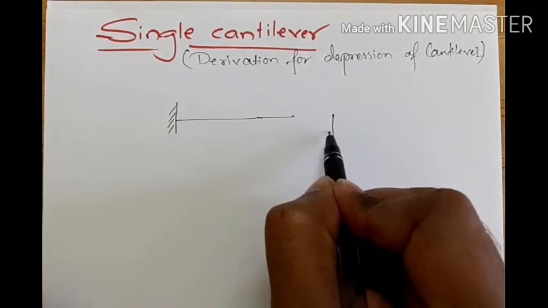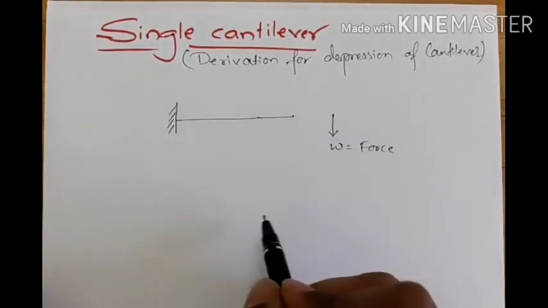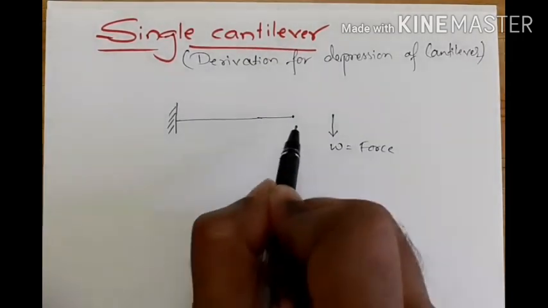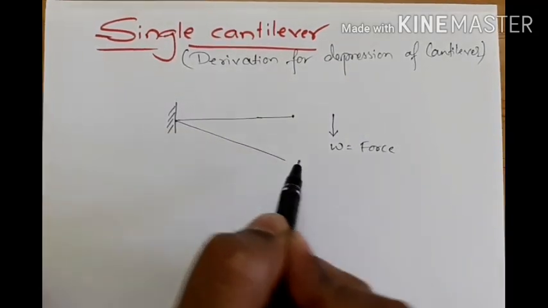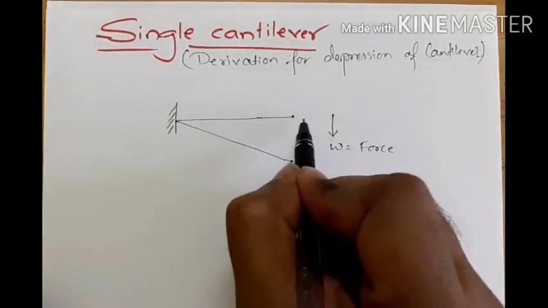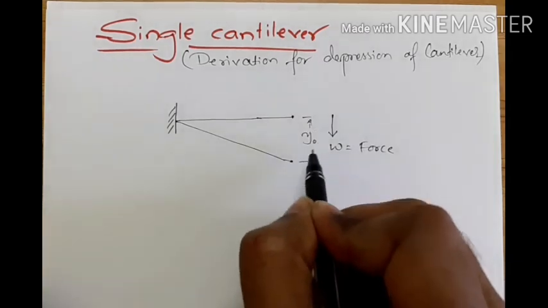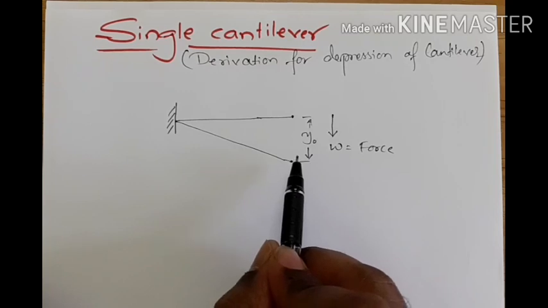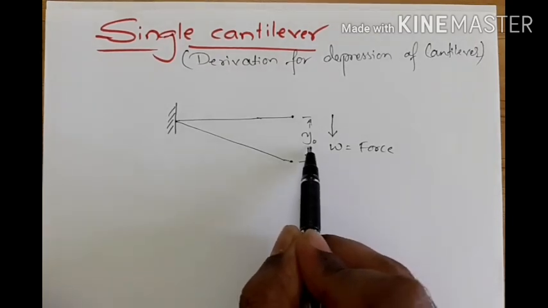So when I apply the force at this point, it is going to bend like this. It is going to bend like this, right? So this distance is called the depression. This distance we are going to find out now. So what is the aim of the derivation? The aim of the derivation is to find out this depression.